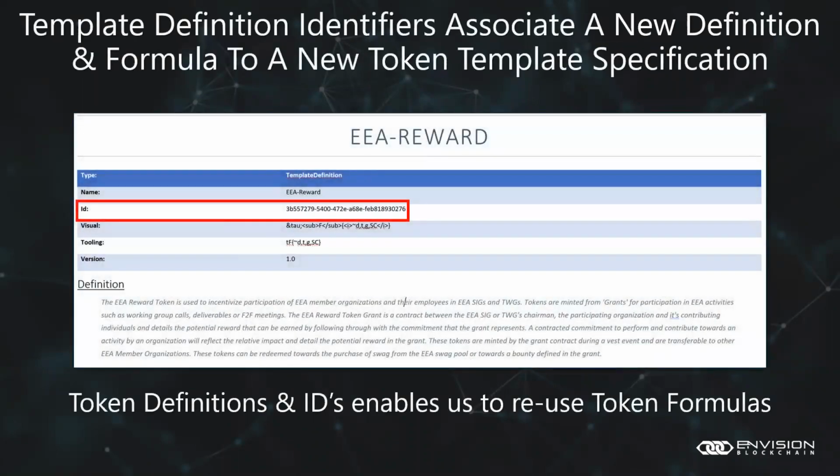So token template definition identifiers now associate a new definition to maybe a pre-existing formula to create a new token template specification. So that's basically how we begin understanding how to start calling on this specific definition in order to reuse the same formulas.